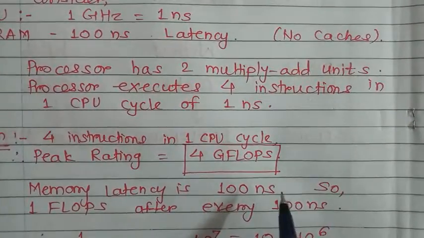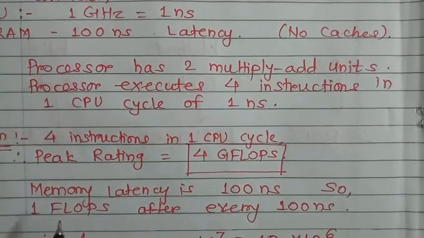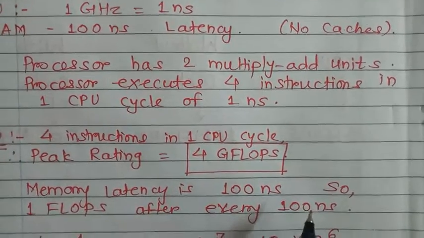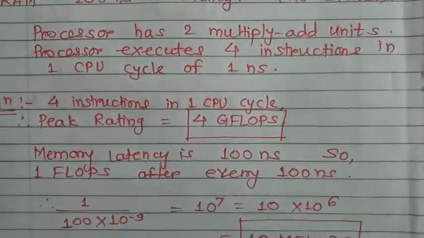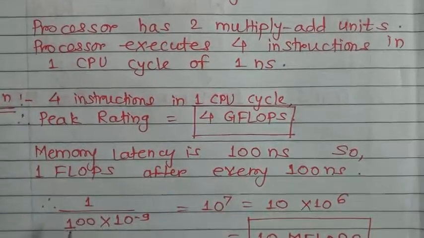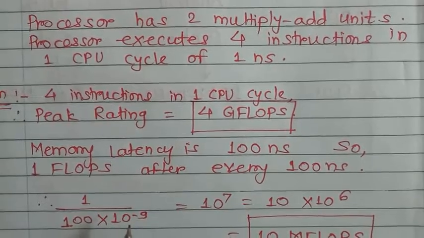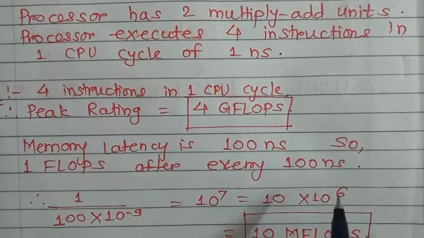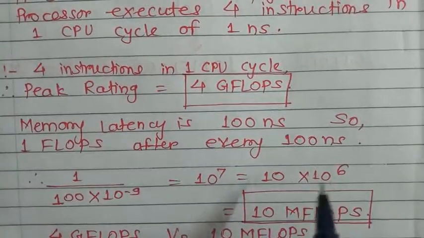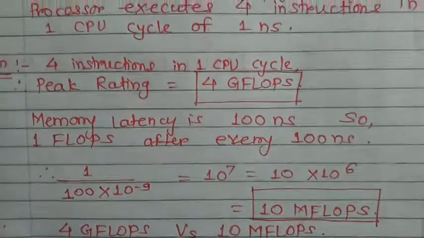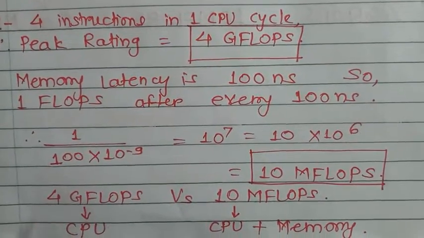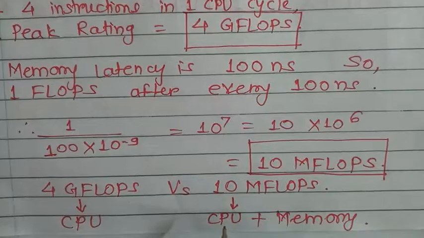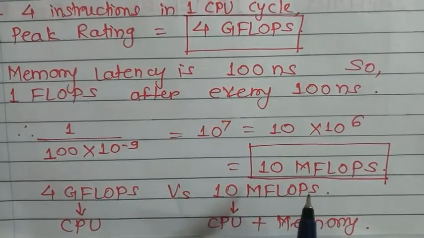Now the latency of memory is 100 nanoseconds. So one floating point operation can be performed only after every 100 nanoseconds, because memory has 100 nanosecond latency. So one operation after every 100 into 10 raised to power minus 9 seconds. After calculating, that is 10 raised to power 7 operations per second, which is 10 megaflops. So 4 gigaflops is the speed of the CPU, but because of the 100 nanosecond latency of memory, the CPU speed is reduced to 10 megaflops.